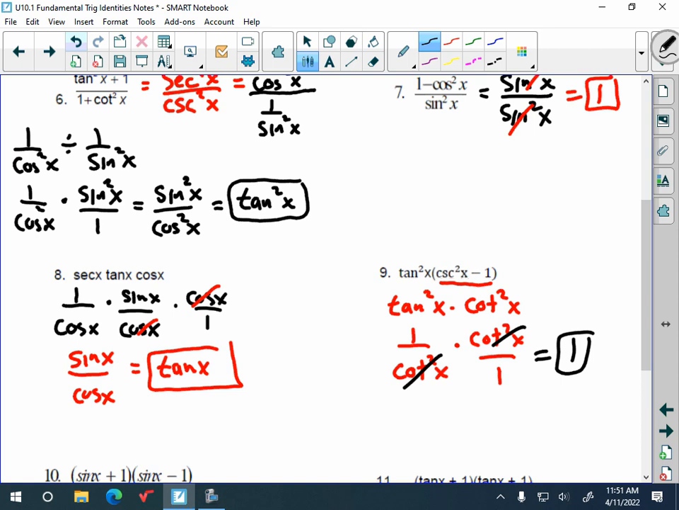Yeah? Can you show it doing the sine squared over cosine squared? So sine squared over cosine squared times cosine squared over sine squared. So here, because of multiplication, I can cross cancel everything out. And since everything canceled out, it goes to 1.